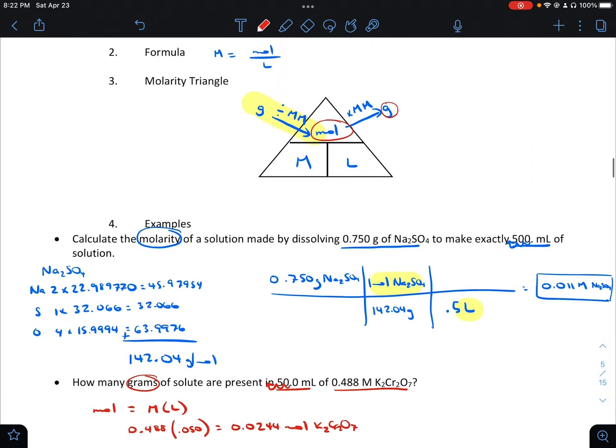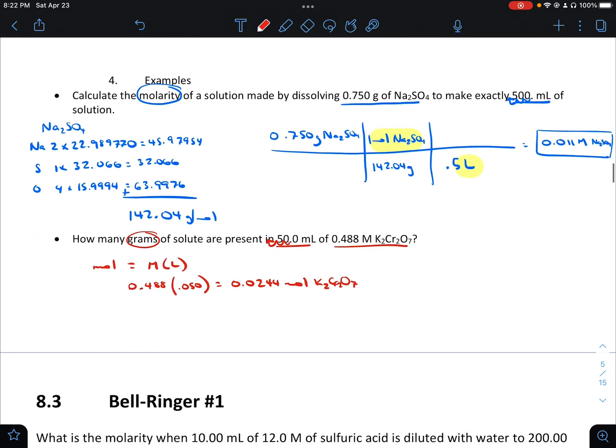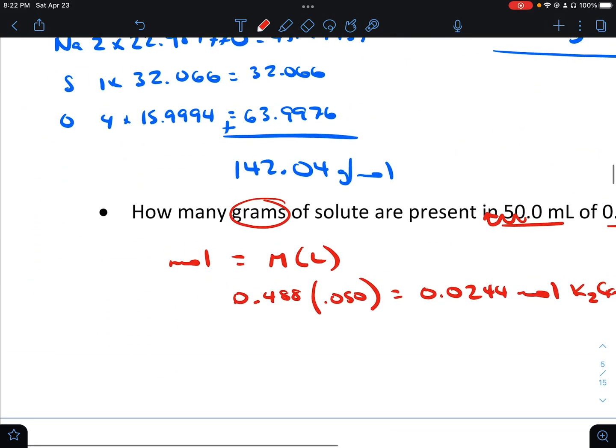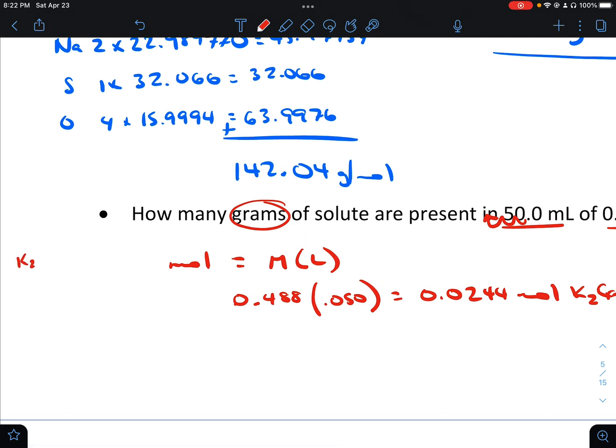We're at moles, and so we need to get to grams, so we're going to take it times the molar mass. So a little aside over here, just like we did before. K2Cr2O7. This one's going to be kind of a big one, so we've got 2 times 39.0983. And we've got Cr2 times 51.9961. And we've got O7 times 15.9994.